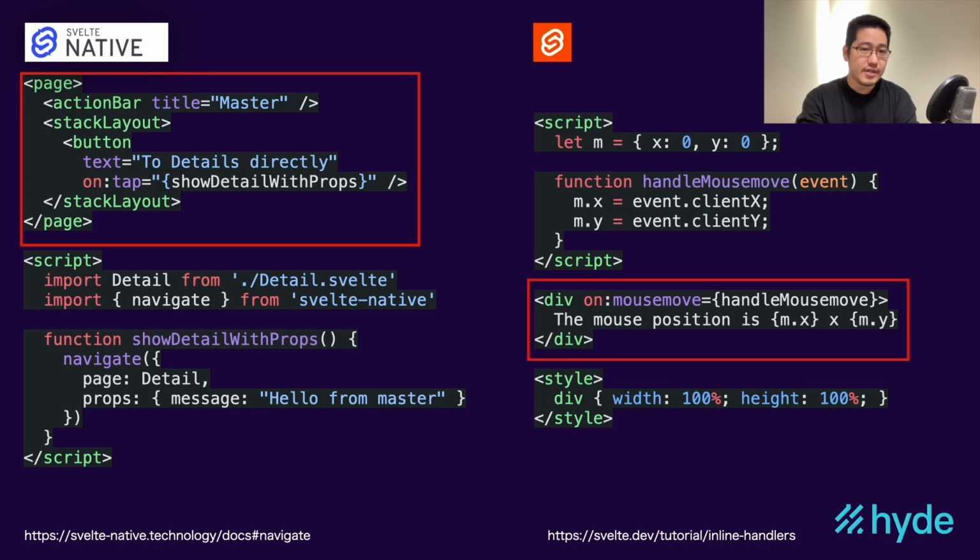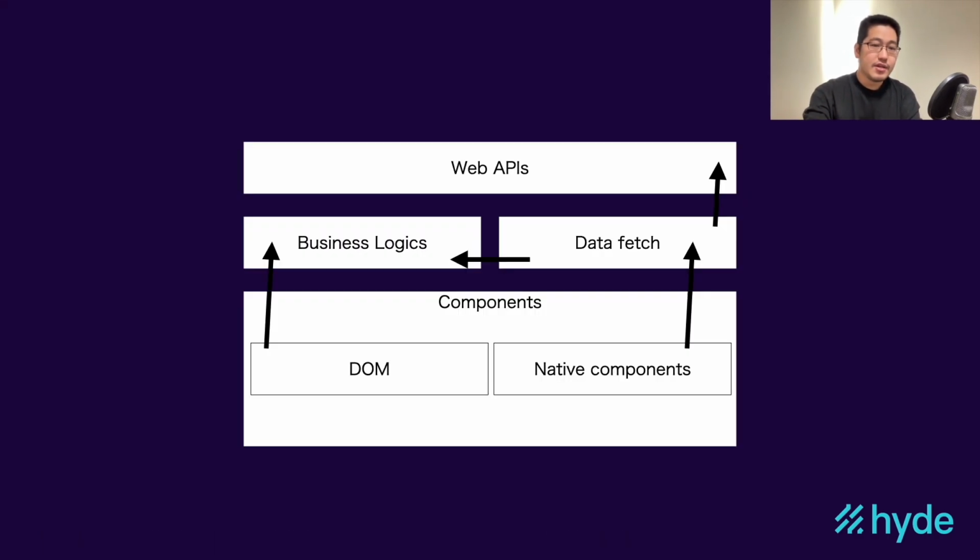Since if a component has DOM elements inside, it cannot be used in Svelte Native, which runs outside browsers, and vice versa. Here is a simplified version of a dependency graph. DOM elements or native components are at the bottom of the diagram. They cannot coexist, so the more components contain them, the less can be reused. To achieve maximum reusability, we would need to move code to a higher portion.